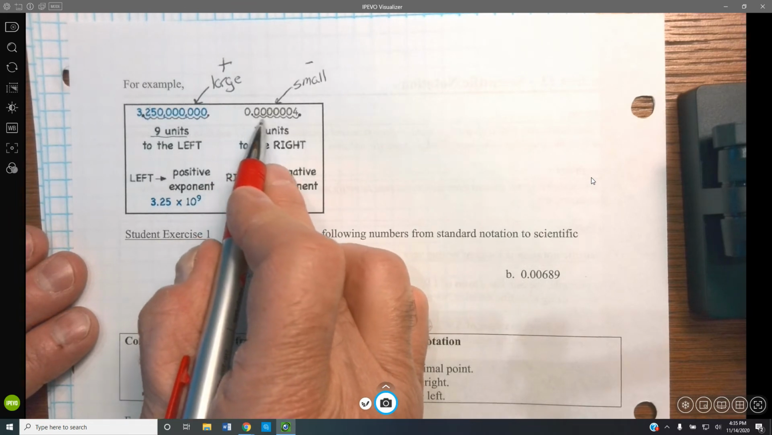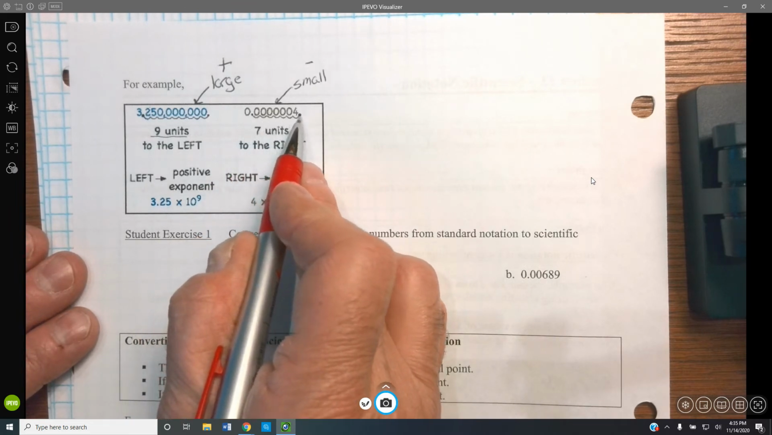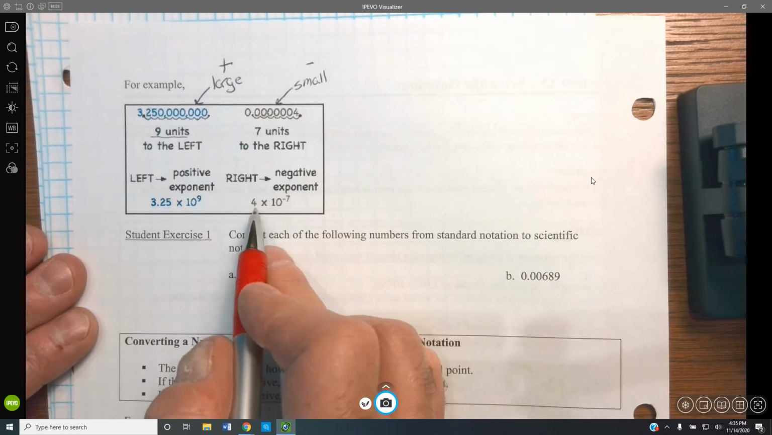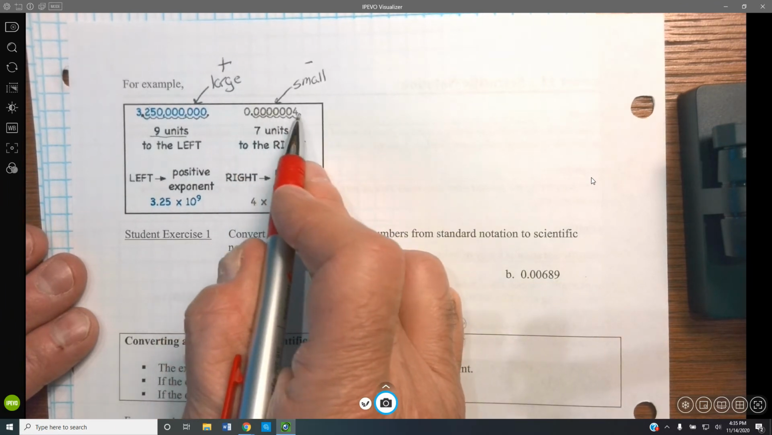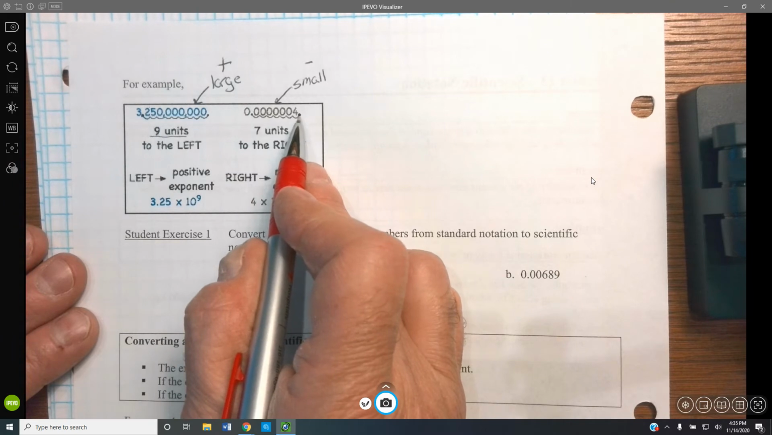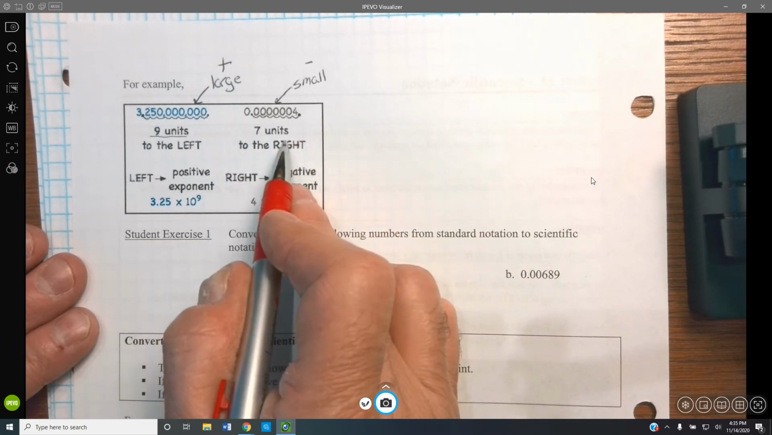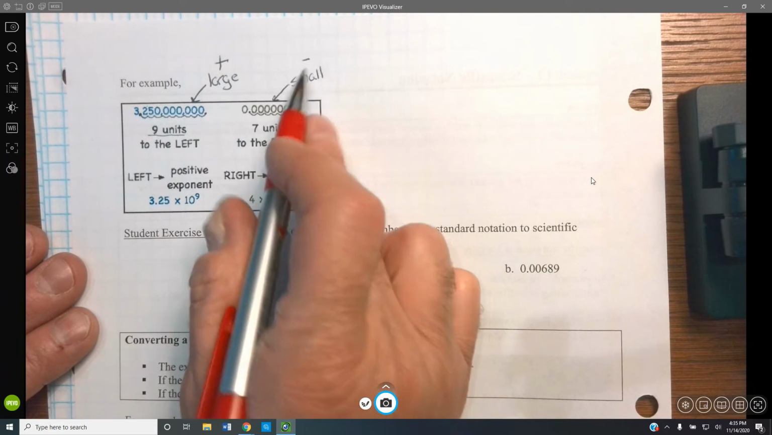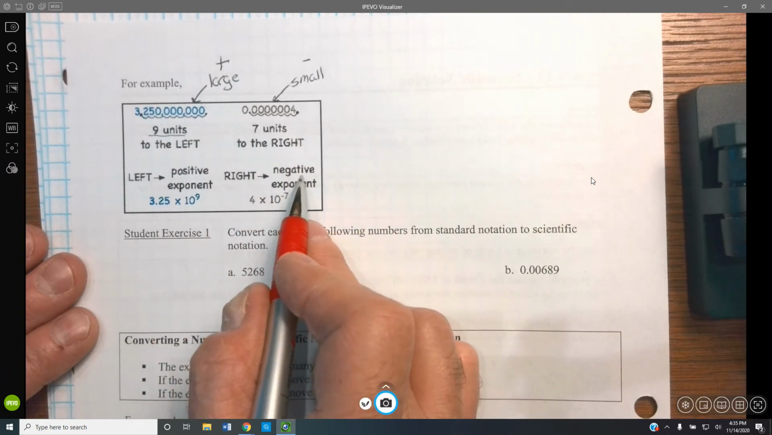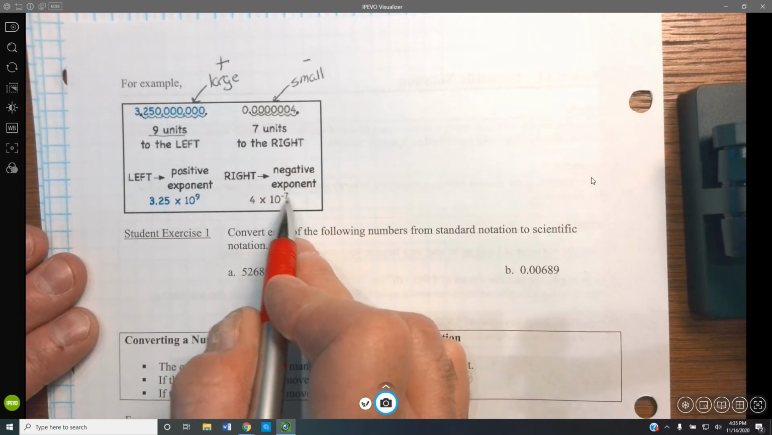I take my decimal and I move it over until it's on the right side of the 4, because I need to have 4.0 or 4. And if I count from here to here, that's 7 units of movement. 7 units of movement to the right, or because it's a small number to start with, will give me a negative exponent on that movement.